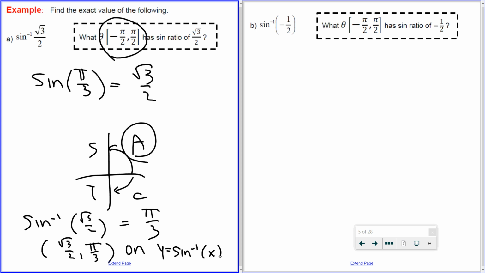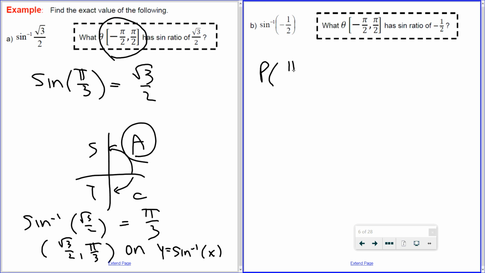So I want to know the sine inverse of negative a half. So let's see what we know about a half. So where is sine a half? Well, on the unit circle, the point at pi over 6 is root 3 over 2 and a half, and there, that would be sine. However, they do want negative.